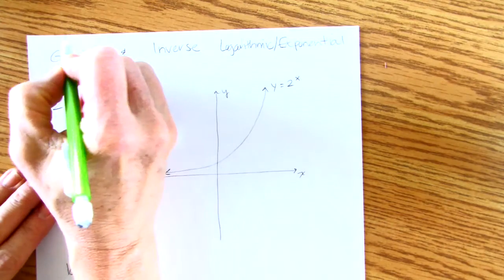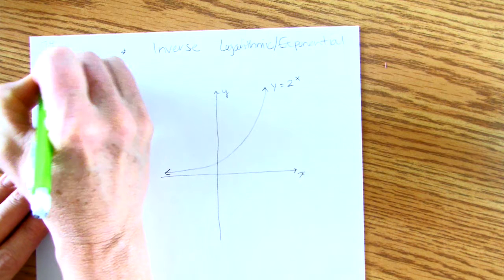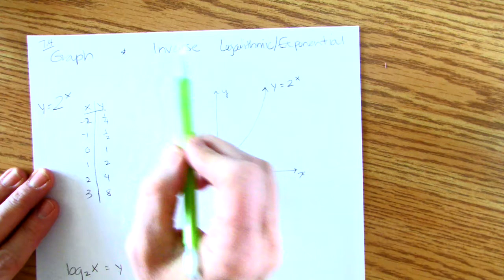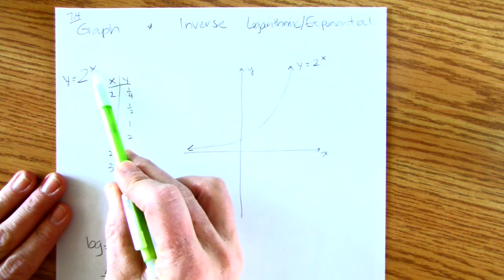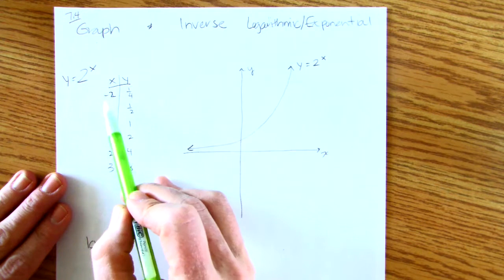Okay, this is basically 7.4 part 2. Talk about graphing the logarithmic and exponential. So let's go back to 2 to the x. This is an exponential function.